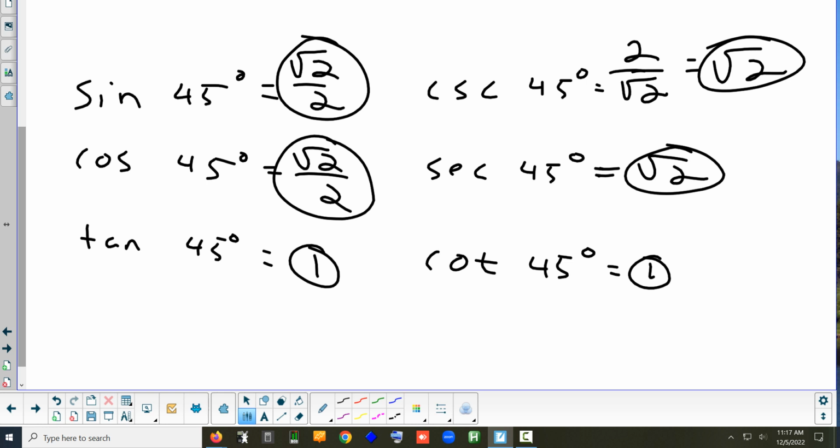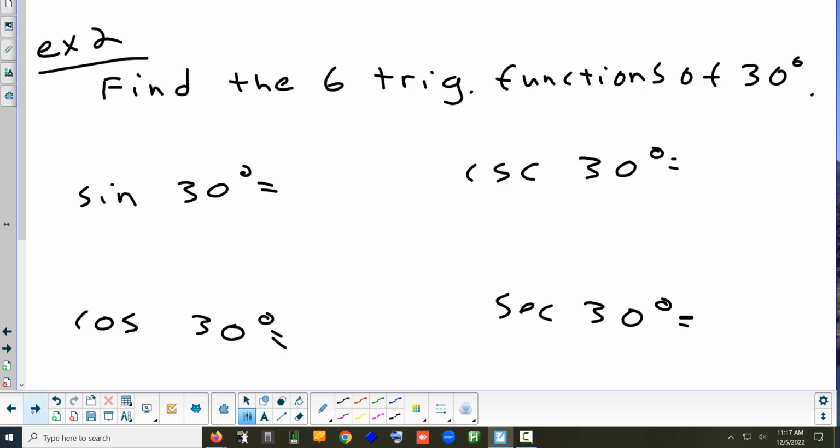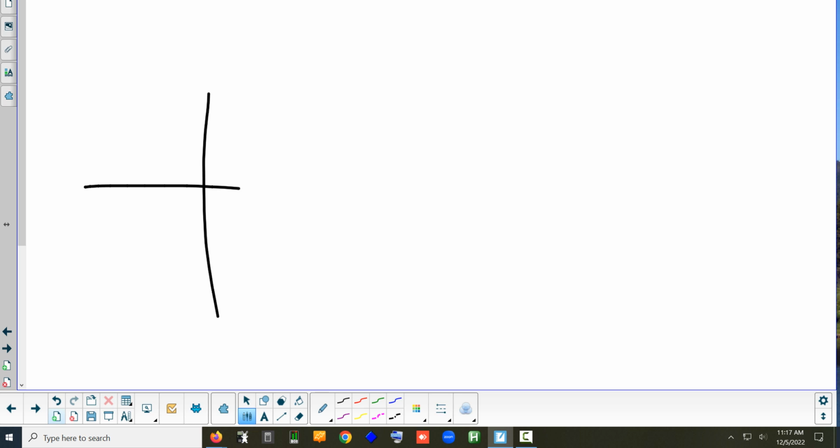Questions on? Alright, so there's your 45. Let's try a 30. So 30 and 60 is a little trickier because you gotta get them right. You can't flip the 1/2 and the root 3 over 2. So what I do in my head is I kind of imagine where 30 would be. I know that 30 is lower on the circle than 60. And then I imagine the triangle.